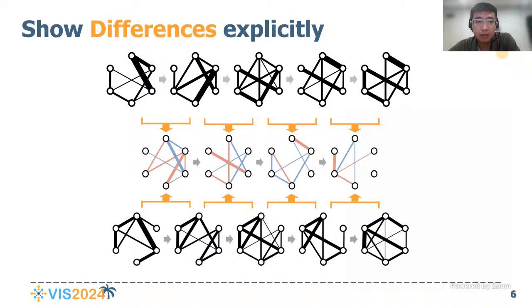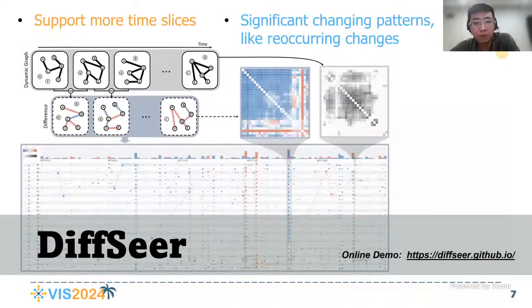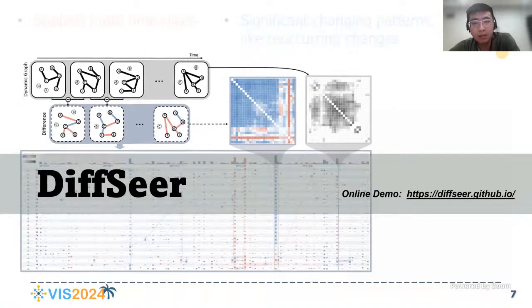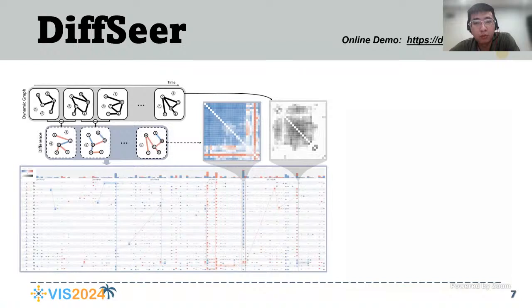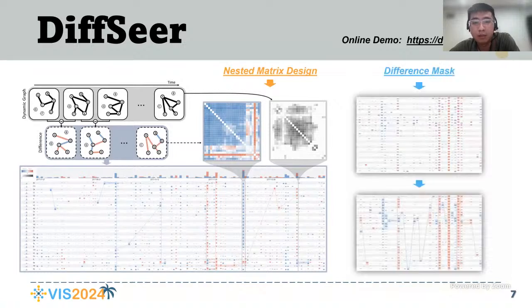So inspired by this idea, we propose difference-based dynamic weighted graph visualization. It's called DiffSeer, and it's used to support more time slices and help to track significant changing patterns like recurring changes. Next, I want to focus on two main parts. The first one is the nested matrix design, and another one is the difference mask to help track the changing pattern. Then I will introduce them one by one.